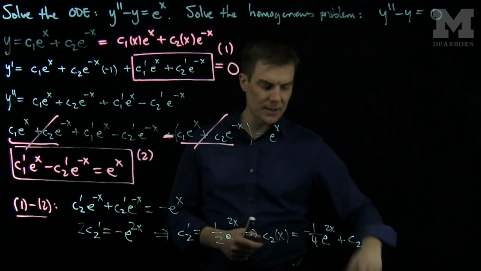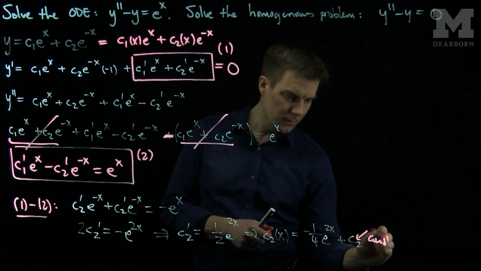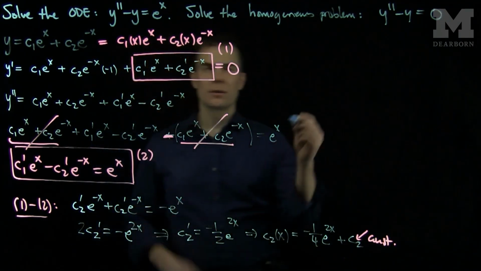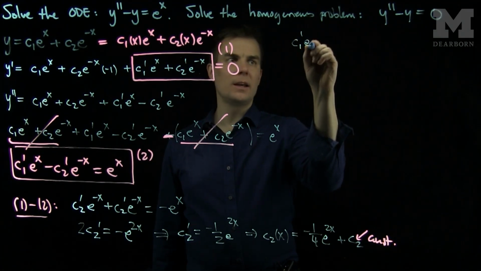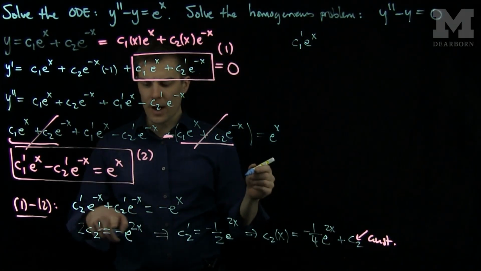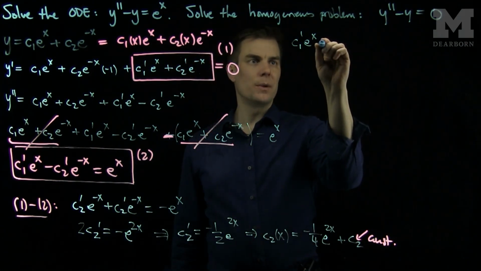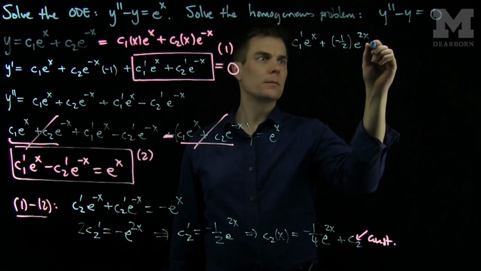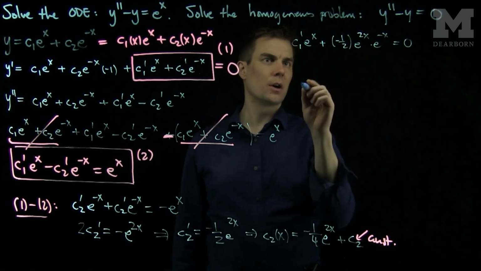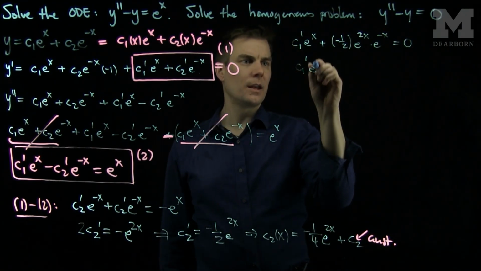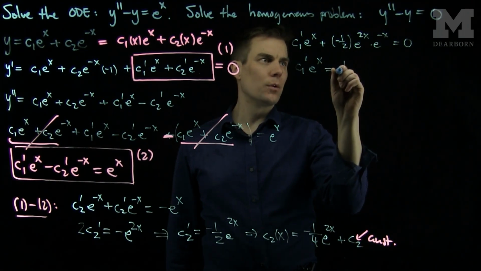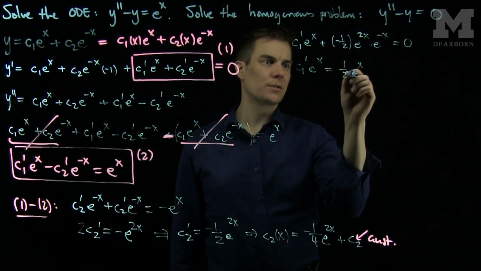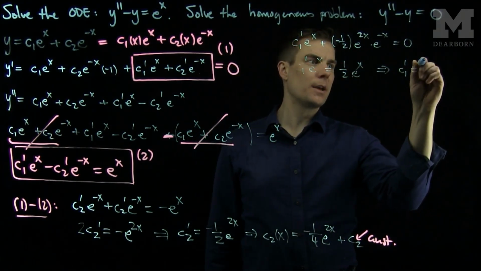Now this c2 is a constant. So we've just found c2, so we can plug back into either equation. My first equation will tell me that c1 prime e to the x, and we know that c2 prime from this formula is going to be plus negative 1/2 e to the 2x times e to the negative x is equal to 0. So c1 prime e to the x is equal to 1/2 e to the x. By adding this to the other side of the equation, the e to the x's will cancel, and that tells me that c1 prime is 1/2.